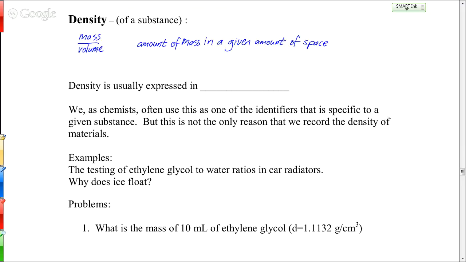And density can be expressed in all kinds of different units. Any mass divided by any volume, so it can be kilograms per liter, it can be pounds per cubic inch, it can be, I don't know, anything you can think of. Anybody know what the units of density we usually use in the lab are? Yeah, grams per milliliter or grams per cubic centimeter, which is the same thing. One milliliter is 1 cubic centimeter. So that's usually how we'll express density.